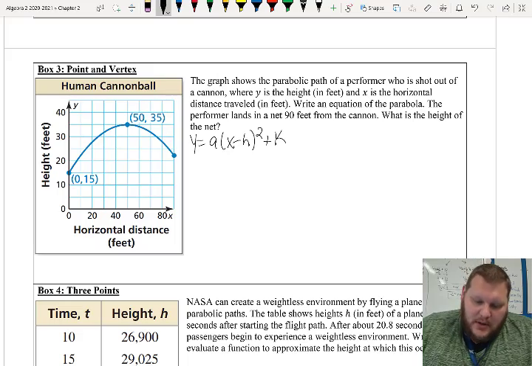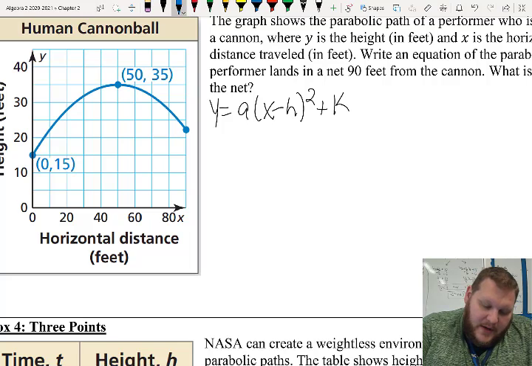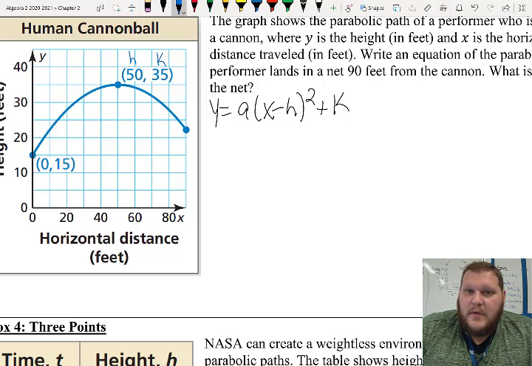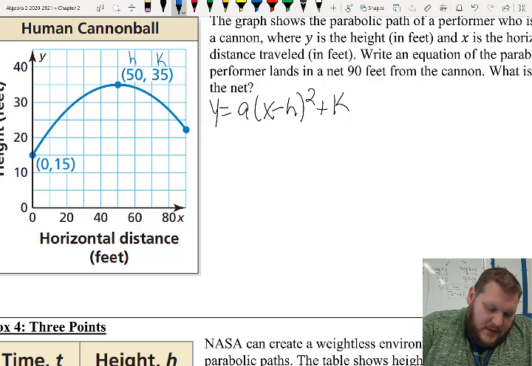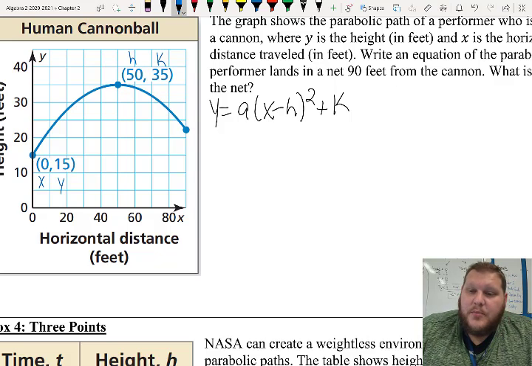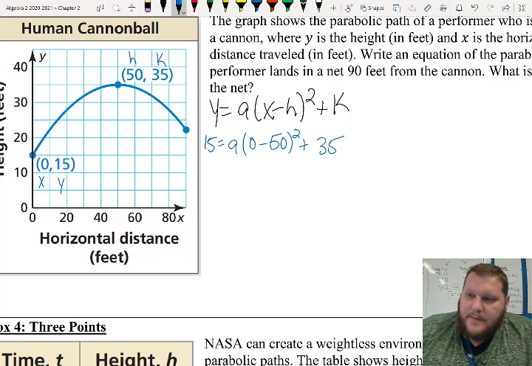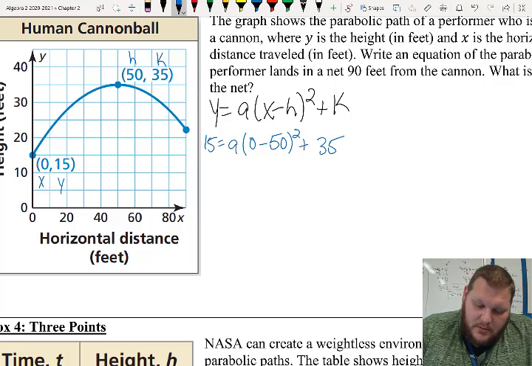where h and k are the coordinates of my vertex. So in this case, for the information that I'm given, I'm just going to write over here, h and k are 50 and 35 respectively. And then some other point x and y would be 0, 15. So 0 is x, y is 15. And then I'm going to jump to plugging that in. So my y, 15, I don't know what a is, x is 0, minus an h of 50, plus a k of 35. And I'm just going to go through and solve that equation.